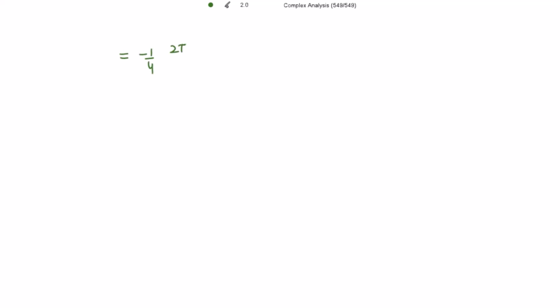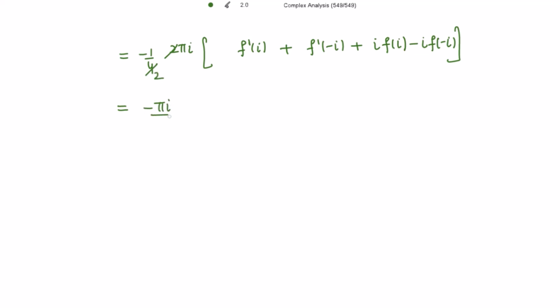Let me take 2 pi iota outside of this bracket. We have f dash iota, f dash minus iota, plus iota into f of iota, minus iota into f of minus iota. Cancelling this, we have minus pi iota divided by 2.